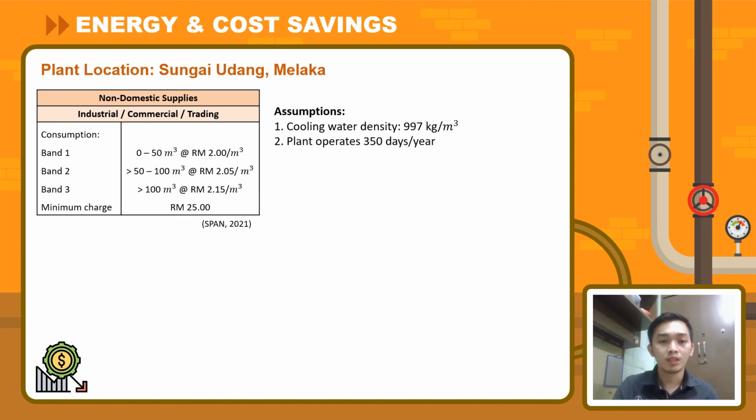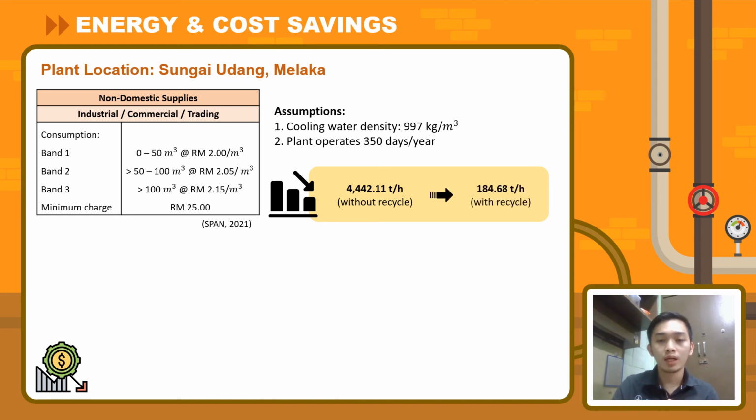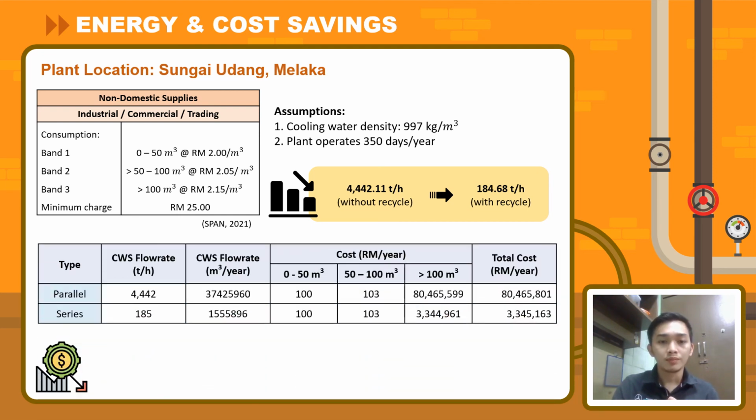A few assumptions have been made. The first one is cooling water density is 997 kg per meter cube and the plant operates for 350 days per year. After we integrate a cooling water network, we managed to reduce the mass flow rate from 4042 ton per hour to 184 ton per hour only. So after calculating the cost saving by using the water tariff, the cooling water network without recycle will cost around RM80 million per year, while the cooling water network with a recycle will only cost around RM3 million per year.